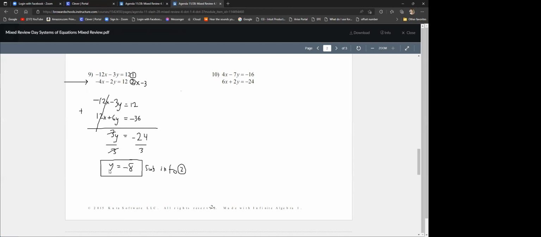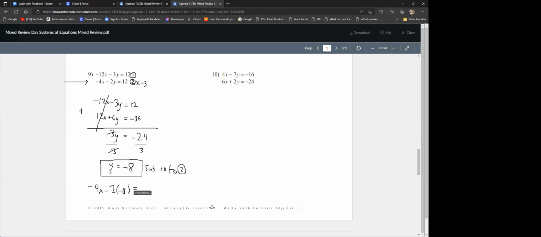Where you put what? Negative 4x. Yep. Equals? No, just write the whole thing out first. Negative 4x minus 2 times what? What's y? Negative 8. Okay. Negative 2 times negative 8 equals 12.